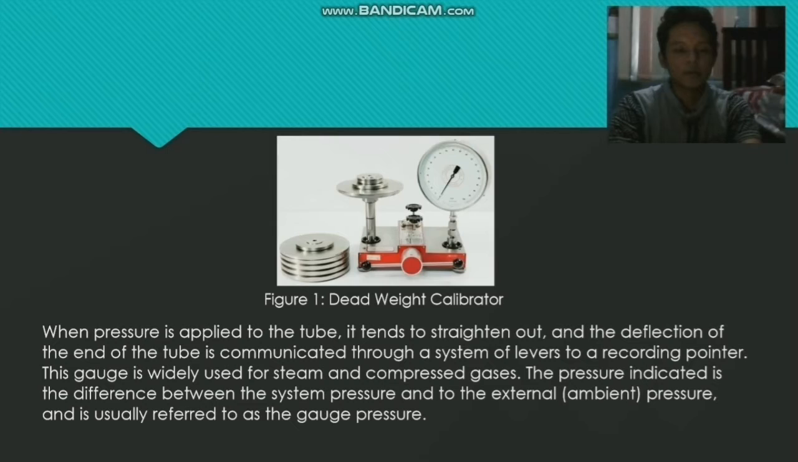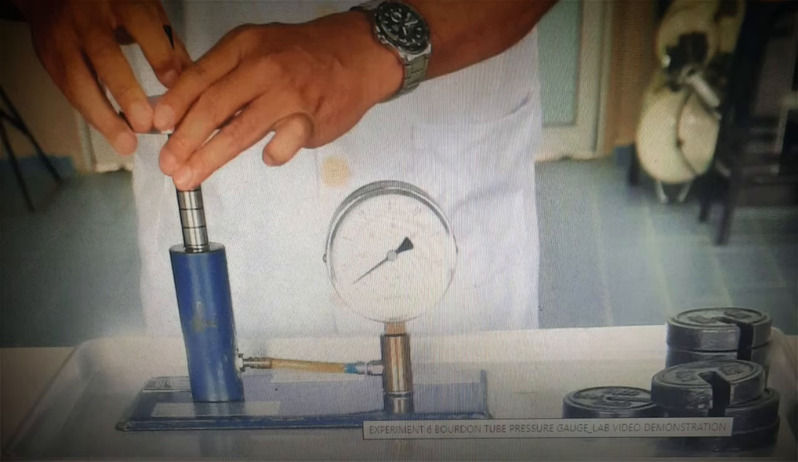This gauge is widely used for steam and compressed gas. The pressure indicated is the difference between the system pressure and the external ambient pressure and is usually referred to as the gauge pressure. Okay, that's all from me. I will pass to my friend.